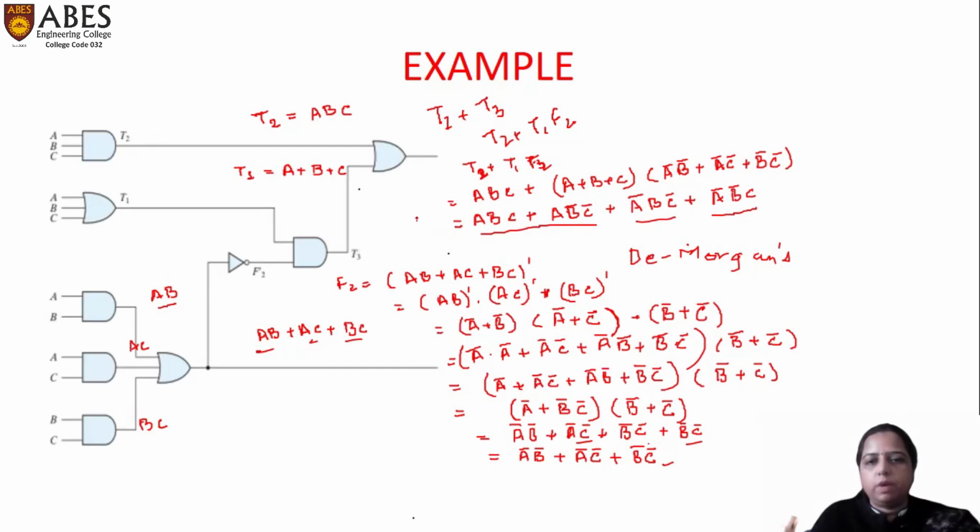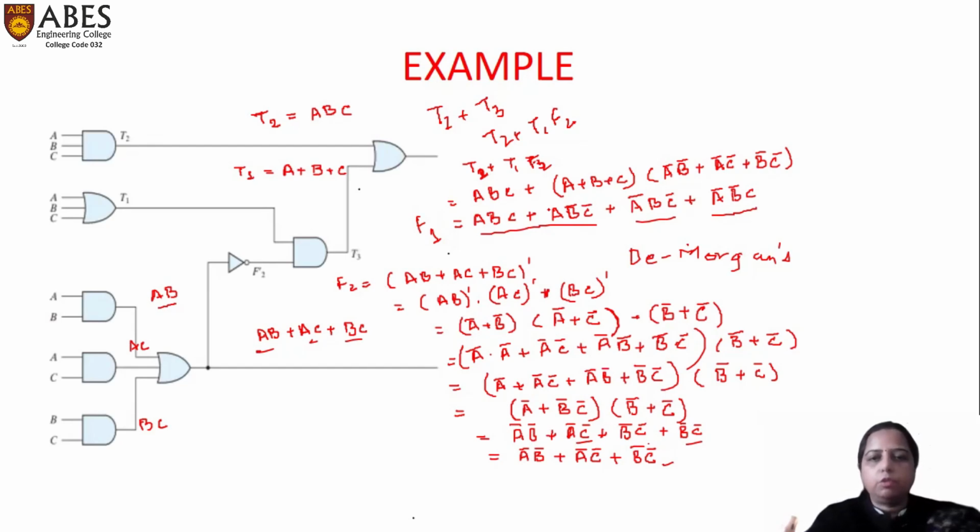We can call this final function as F3 or F1. So we can call it F1 equal to ABC plus A B bar C bar plus A bar B C bar plus A bar B bar C. So this is the final function for this logic diagram. So this is all about the analysis.